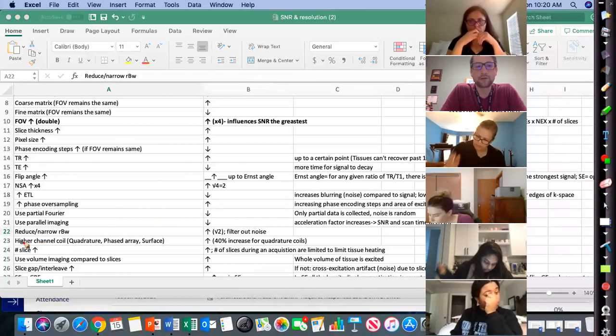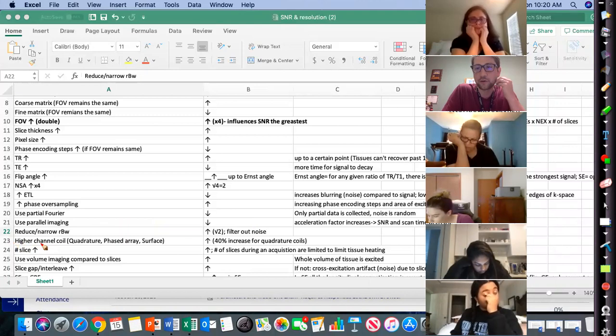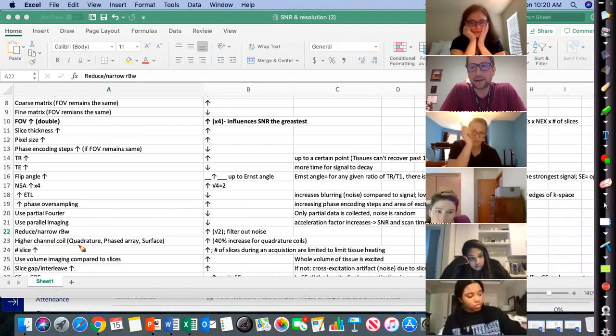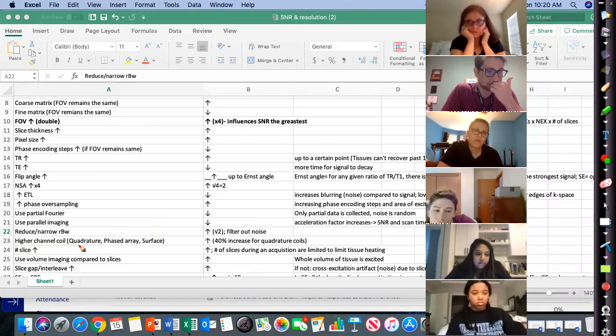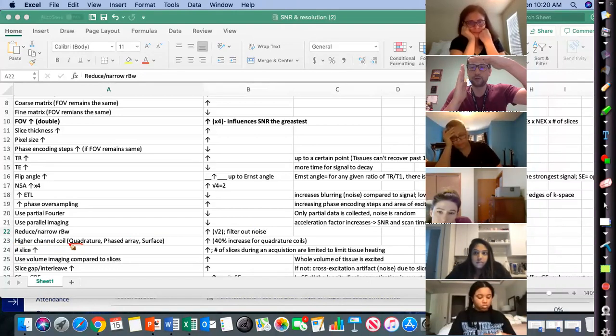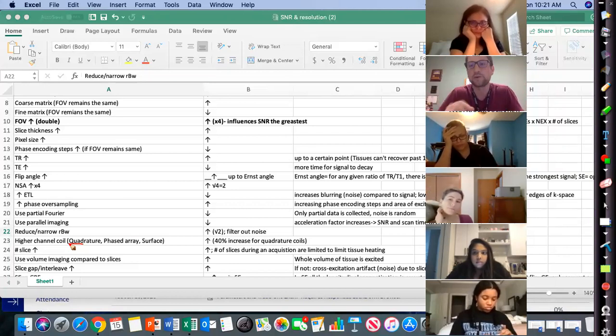All right. Row 23, we talked about all the different coils and what they do to our signal. If you have a quadrature coil, how much does your signal increase? By how much percentage? 40%. 40. That's where it gets its name, quad. We have two receiving coils at 90 degrees from each other, and that increases signal by the square root of 2, which is 40%.